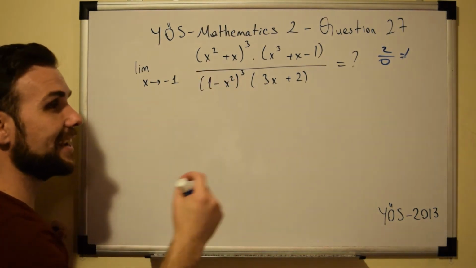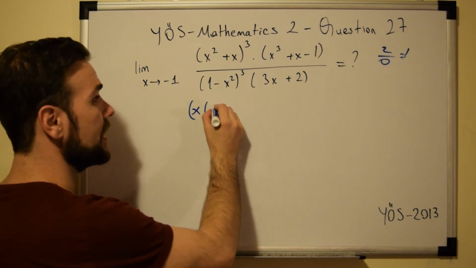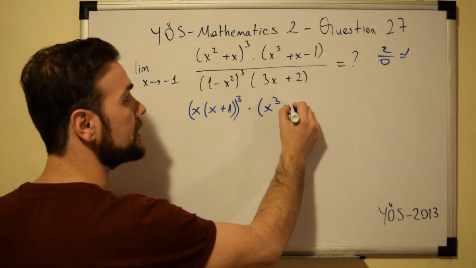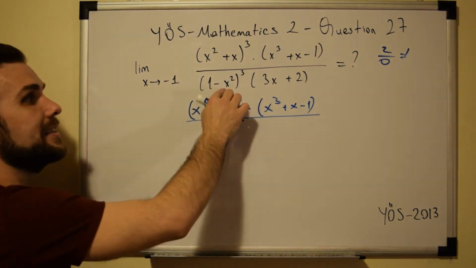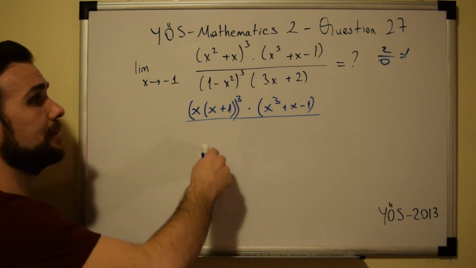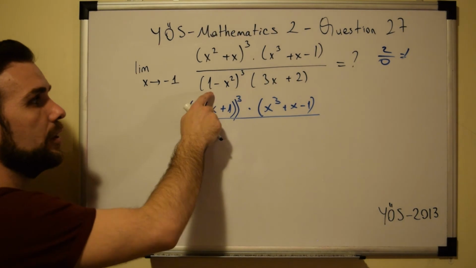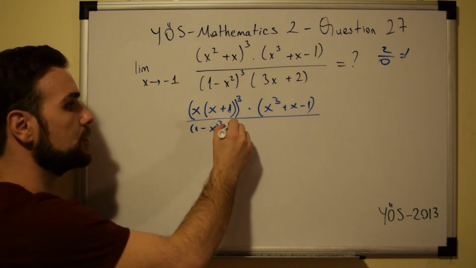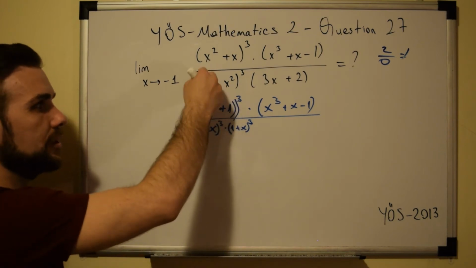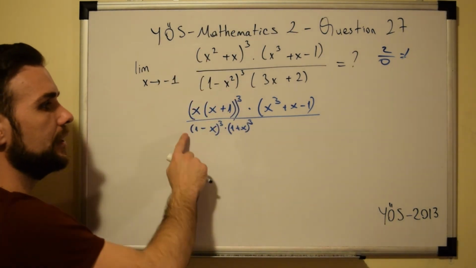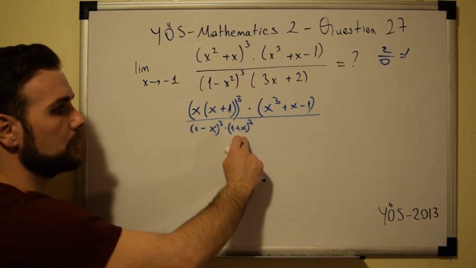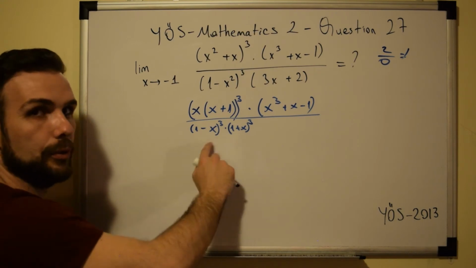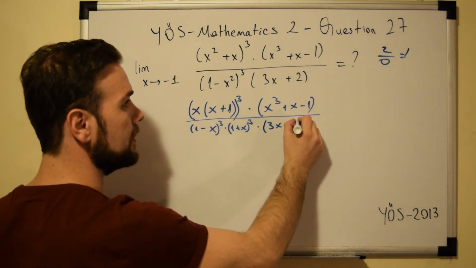So over here, I take x as a common factor. So I have x to the power of 3 times x plus 1 all to the power of 3 times x to the power of 3 plus x minus 1. And here we have 1 minus x to the power of 2. So what does that mean? It means that another way of writing it is to just consider 1 to the power of 2. It will give us 1. So we have 1 minus x to the power of 3 times 1 plus x to the power of 3, because you have to consider that even 1 to the power of 2 is 1. So therefore, another way of writing this expression is as 1 minus x times 1 plus x. Since both numbers here have the power of 3, we have to make sure that we include the power of 3 for both parentheses. And now we have to multiply this by 3x plus 2.